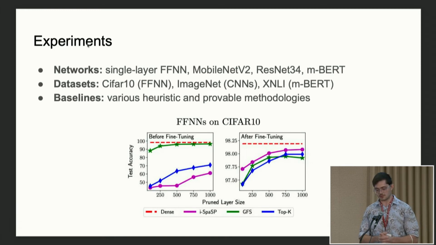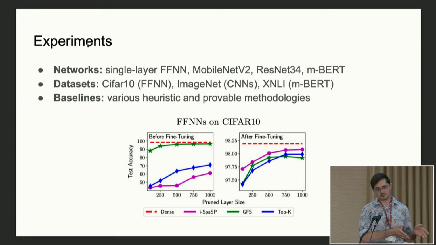So for the feed-forward neural network, we take CIFAR-10 images and flatten them into a vector, and perform classification. We use ImageNet for the CNNs. And then for the BERT model, we use a multi-language classification data set. What we see for the feed-forward neural networks is that if we perform no fine-tuning, greedy forward selection works really well, so the accuracy of the model is good.